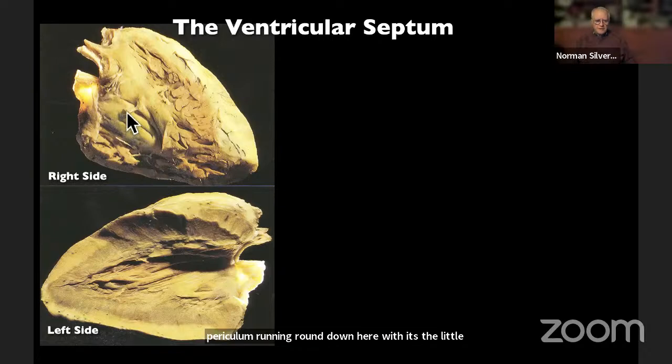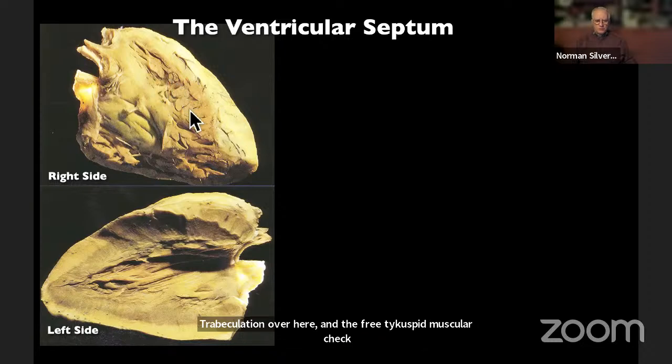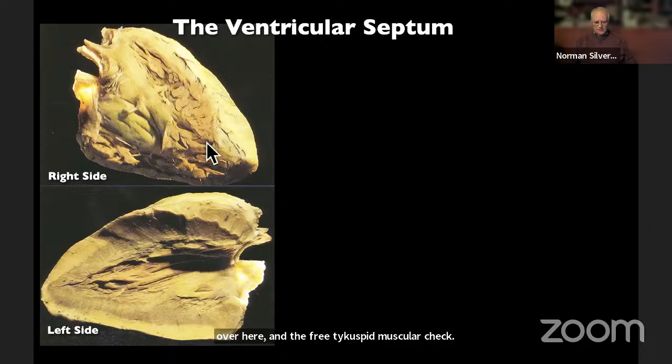You can see the remnants of the tricuspid valve on the posterior limb of the septomarginal trabeculation over here, and the free tricuspid musculature here, as well as the very coarse trabeculations in the apex of the right ventricle. If we turn this heart over and we look on the left side, we can see the mitral valve and the aortic valve in fibrous continuity, the fine crisscrossing apical trabeculations, and the smooth upper border of the ventricular septum.